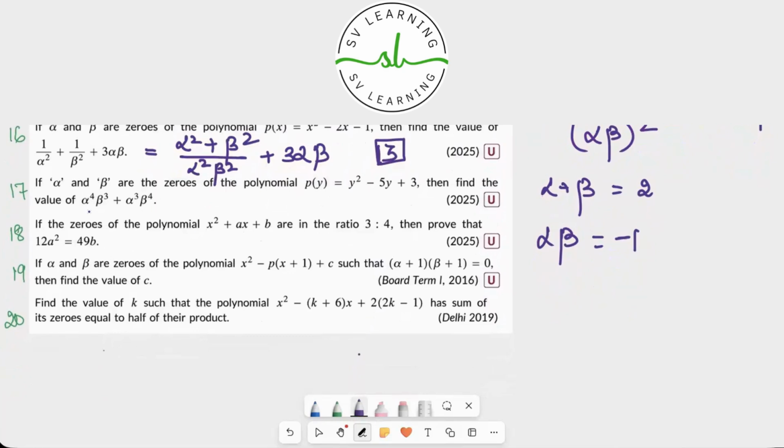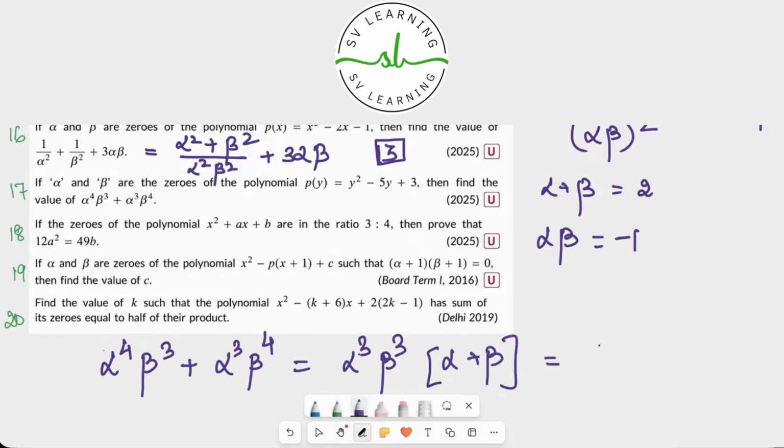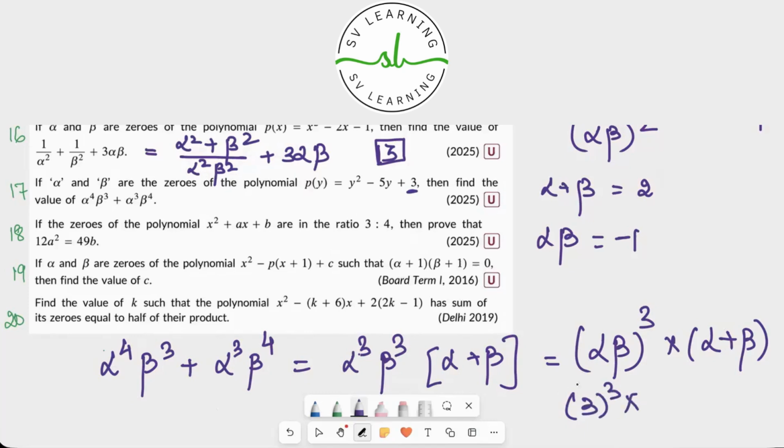Same. So now you have alpha 4. You have to find the value of alpha 4 beta cube plus alpha cube beta 4. Now how do we simplify this? We can very well see that alpha cube and beta cube is common in both. So I can chuck alpha cube and beta cube out. So I will get alpha plus beta. Again, this becomes (alpha beta) whole cube into (alpha plus beta). And now this is just mere substitution. Alpha beta is 3. So 3 cube. And alpha plus beta is minus b by 5. So 27 into 5, you will get 135 as the answer for this one.